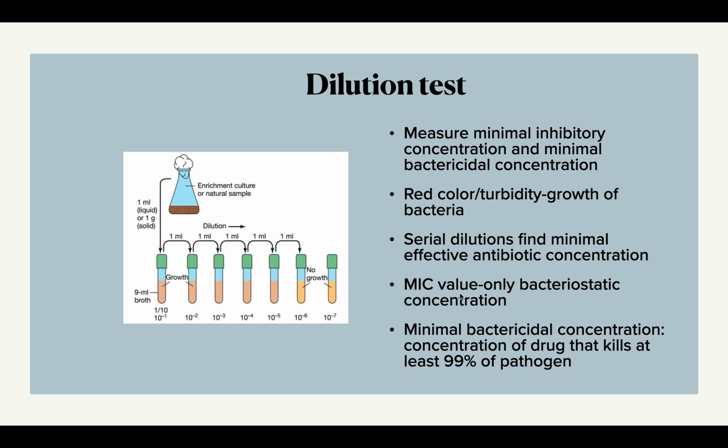The MIC value is going to be only the bactericidal concentration. The MBC is the minimal bactericidal concentration, and it's going to be the concentration of the drug that kills at least 99.9% of the pathogen. So why is this important, right?